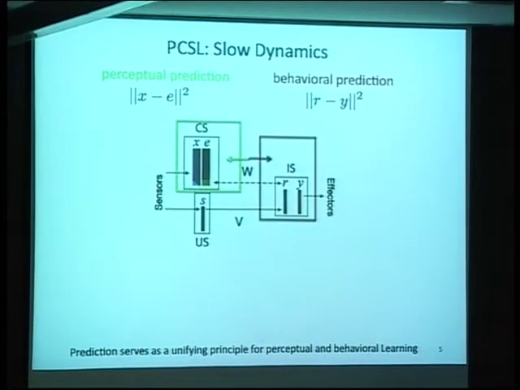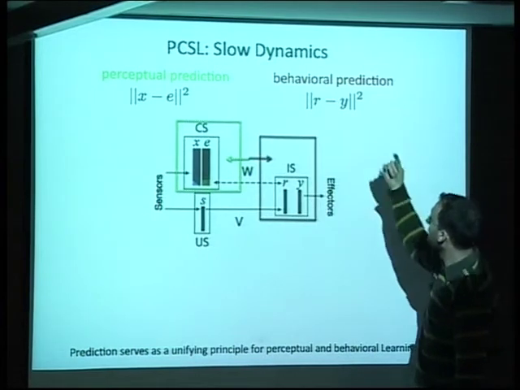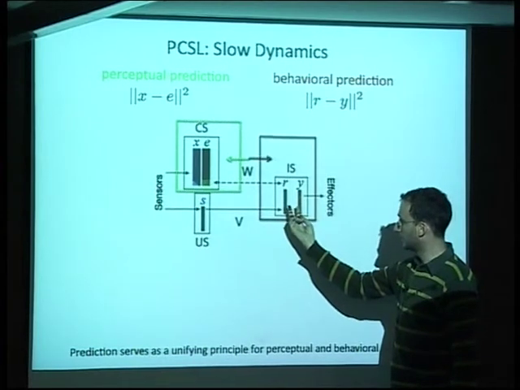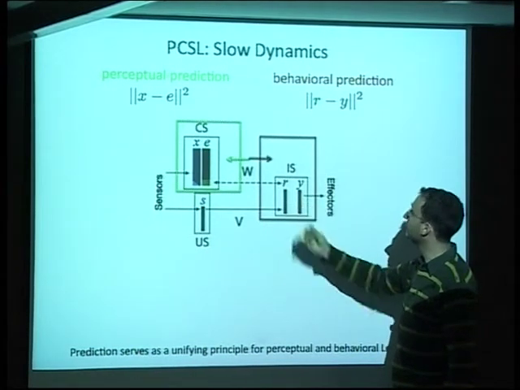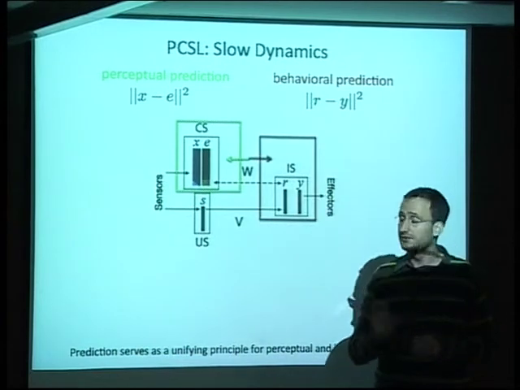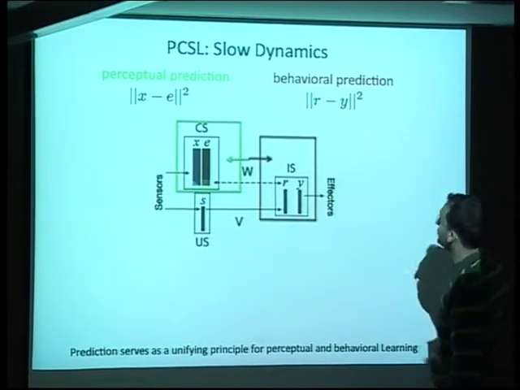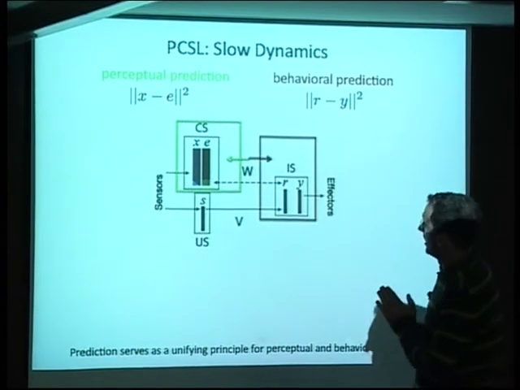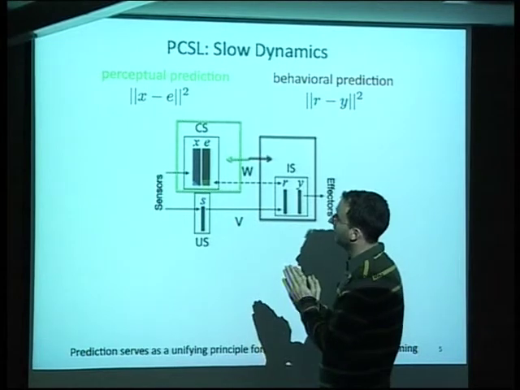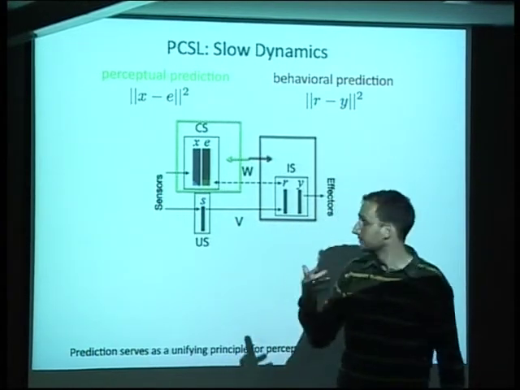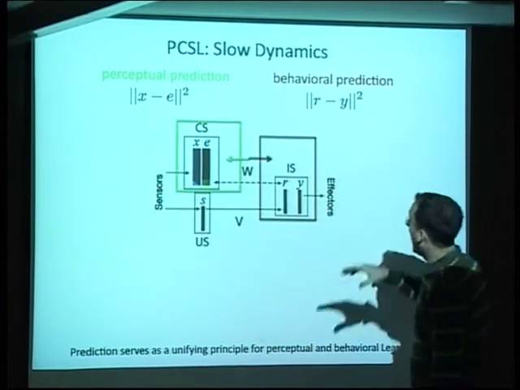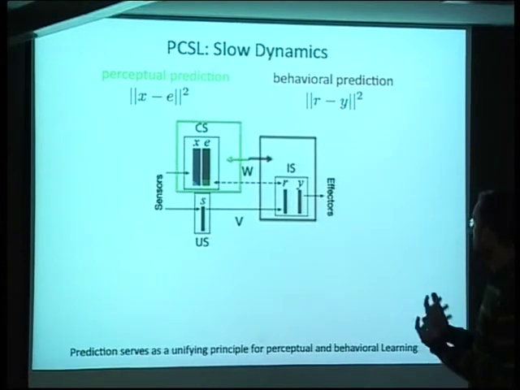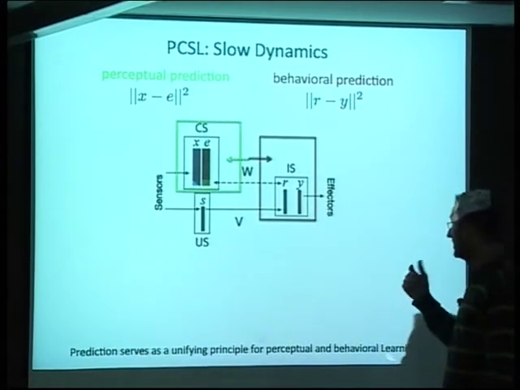On the other side, behavioral learning can be defined as the difference between the unconditioned response, R, and the conditioned response, Y. So we want to minimize the difference between these two responses, also in the square. So in terms of prediction, perceptual learning means we want to predict the external world, given our internal state, and behavioral learning would then mean predicting the consequences of our actions in the world, given our internal state.